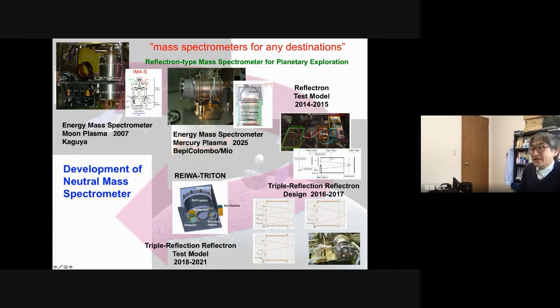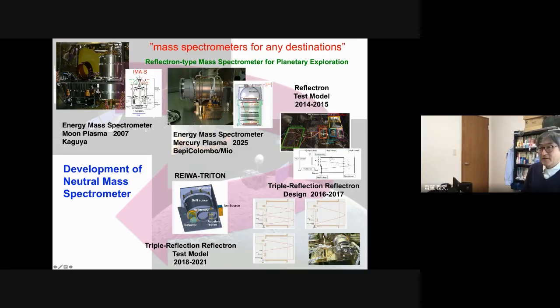And after that, we started to develop a neutral mass spectrometer, and one is the reflector called the reflectron, and we made a test model. And after that, we started to design the triple reflection type reflectron like this. And this instrument will be on board a lunar rover in the near future.